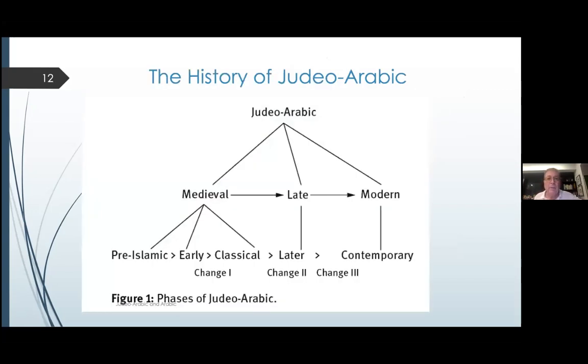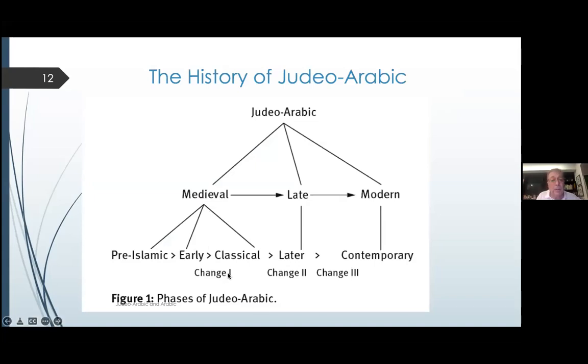And if you look at the history, I try to show you that we have medieval, late, and modern. And if you refine the phases further: pre-Islamic, early, which would be the 8th and 9th centuries, classical, the height of the literature, from the 10th to the 15th century. Later, we have the 15th to 19th centuries and contemporary, 1920 onward. We do have changes in the history.